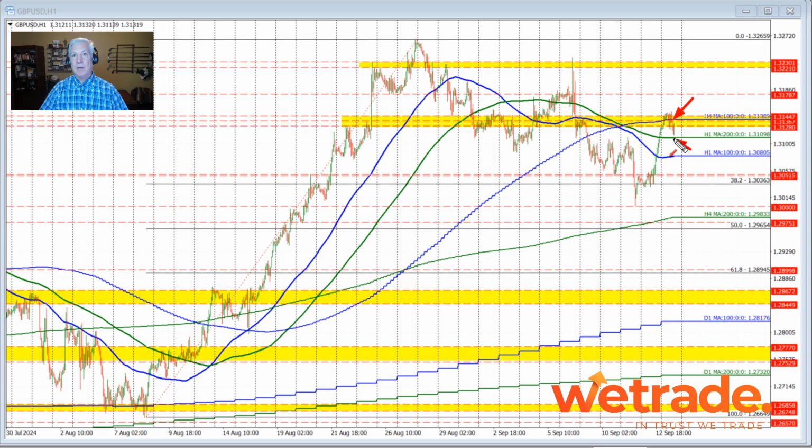We have the 200-hour moving average at 1.31098 as a support level to look to. If we get below that level, then I would expect more selling to push the price back down toward the 100-hour moving average here at 1.3080.